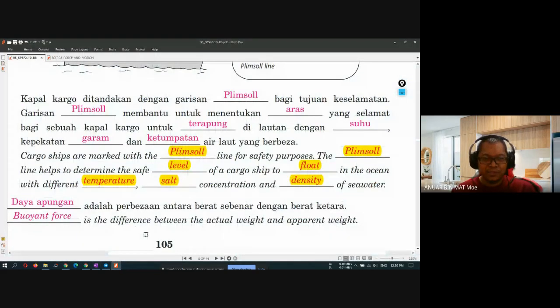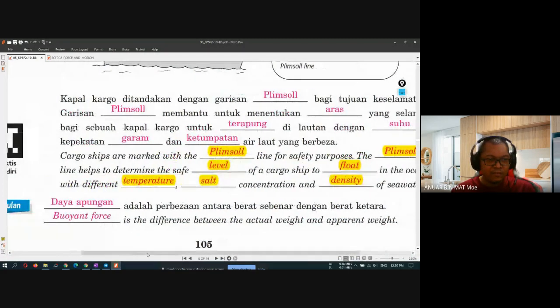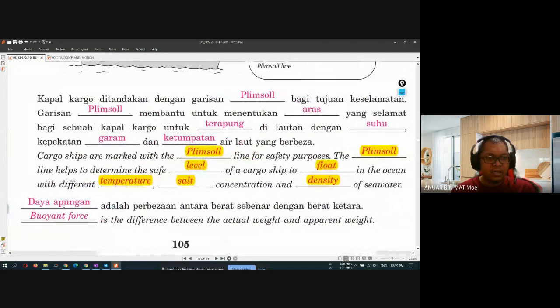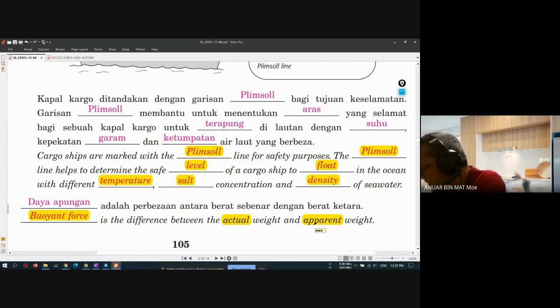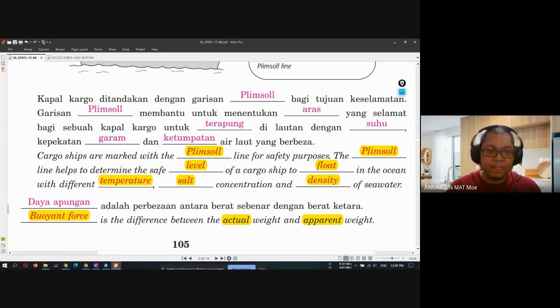All right. So, the conclusion: buoyant force is the difference between the actual weight and the apparent weight. So this is the discussion on the workbook exercise questions, pages 104 and 105. Okay?